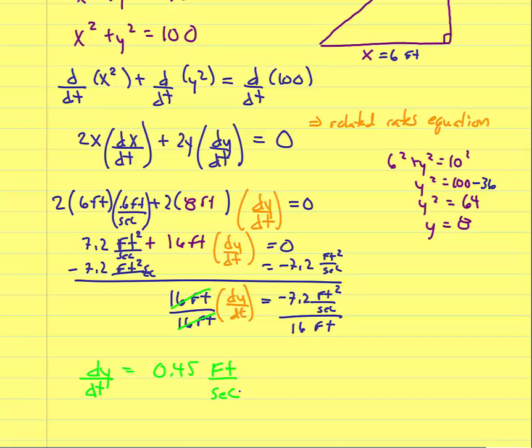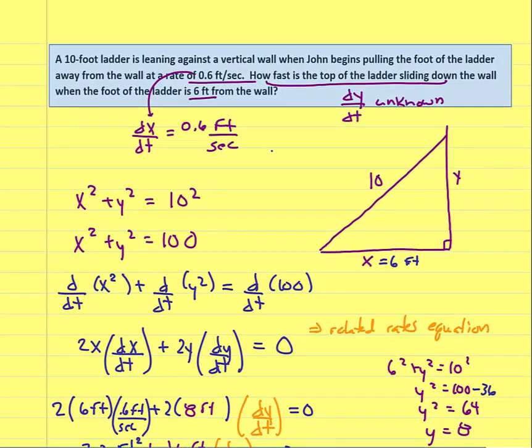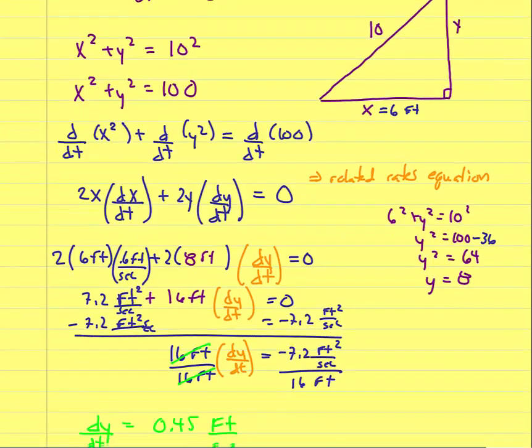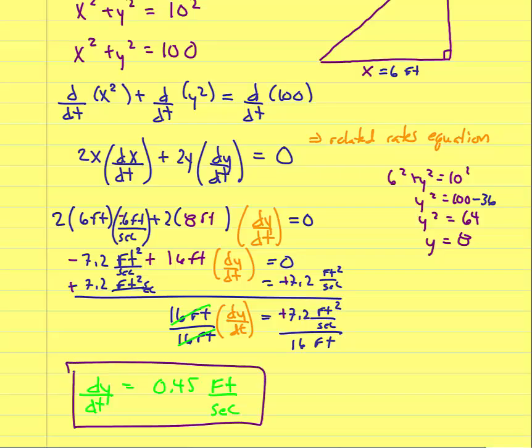Now I think I have something I need to compensate for here. Let's go ahead and look up again. It says that this is sliding down the wall, 0.6 feet per second, so it's sliding down the wall. So I think this should have been a negative. Let's clean this up a bit. And over here, this will be a negative 0.6 feet per second, which would make this a negative, and then I'd end up adding to both sides. And I'd have 7.2 feet squared per second divided by 16 feet per second, and I would end up with that positive 0.45 feet per second. So that's the rate of change that we're looking for.